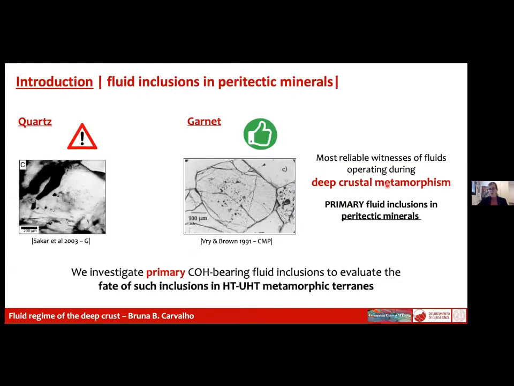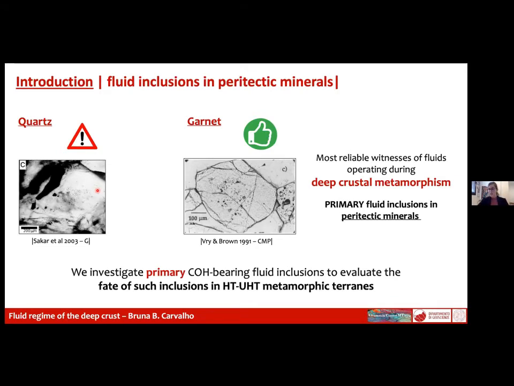And the majority of studies have investigated fluid inclusions in quartz because this host does not react with the fluid and is a ubiquitous phase in metamorphic rocks from all grades. However, inclusions in quartz may be incorporated at any stage of recrystallization, and some studies show that the composition can be modified by deformation and grain boundary migration.